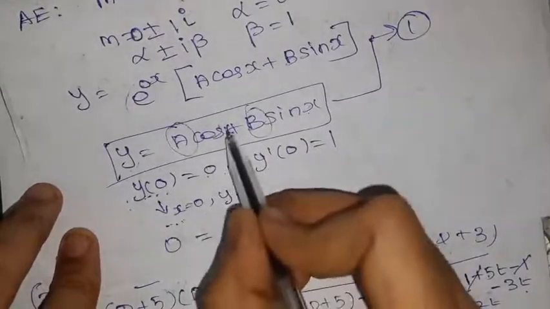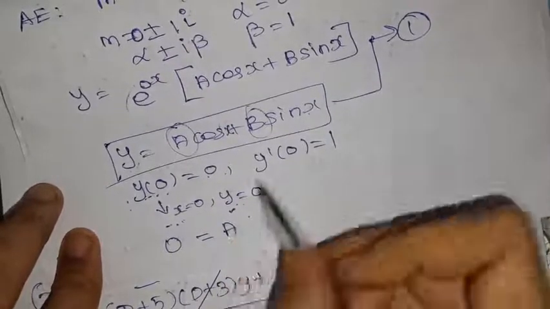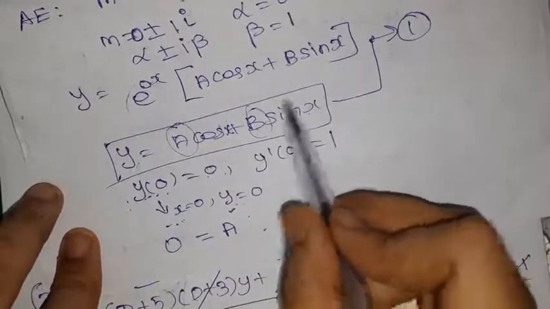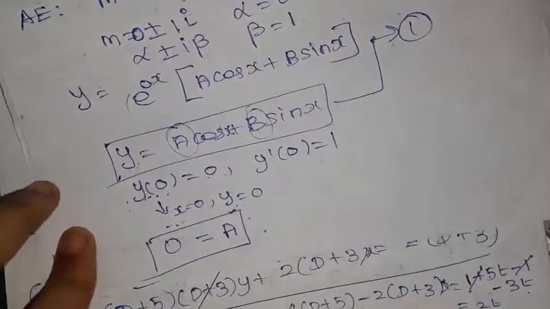Substitute x equal to 0. A cos 0, cos 0 value is 1, so simply we will get a only. Then b sin 0, sin 0 is 0, so this term won't come. So a value equal to 0.